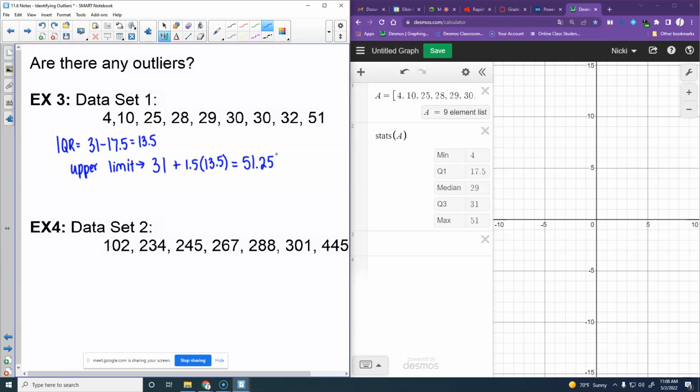Is 51 an outlier? No. Is it almost an outlier? Yes, it's really, really close to being an outlier, but it is not. It is not technically an outlier. Right? It doesn't pass that test. I don't feel like there is a lower one, but let's check it just in case.